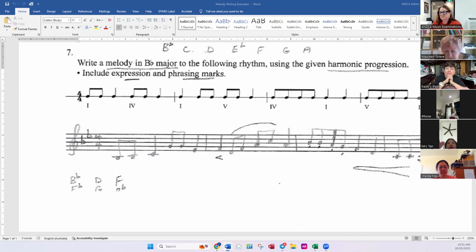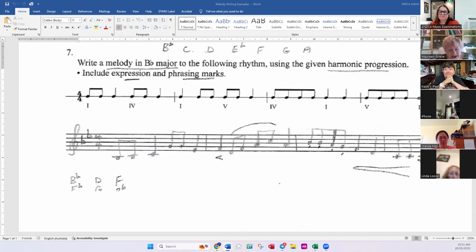And looking at the phrasing, there is one phrase for the whole example. Now, when they have to use phrasing and expression, first of all, I would like a word above the first note, moderato or scherzando or something to indicate the style. That's part of the expression.